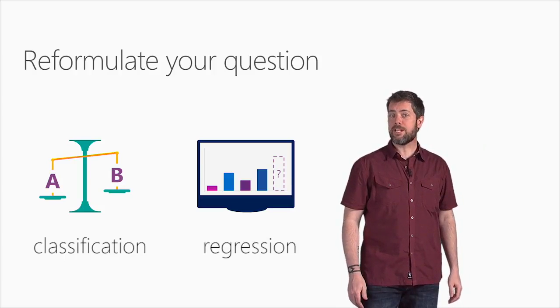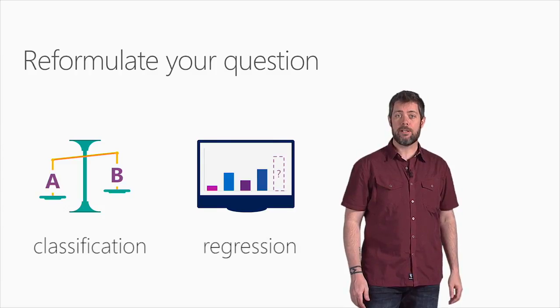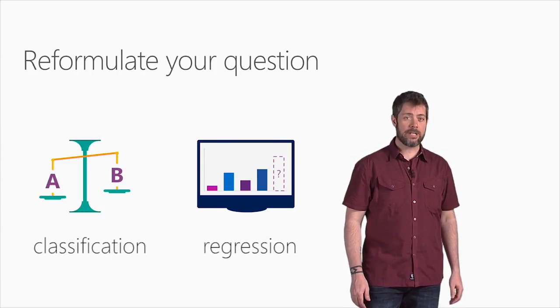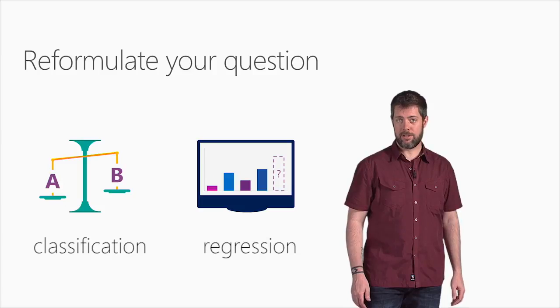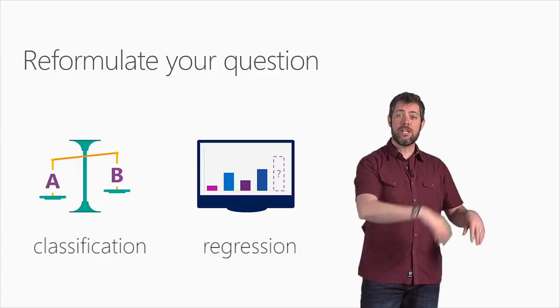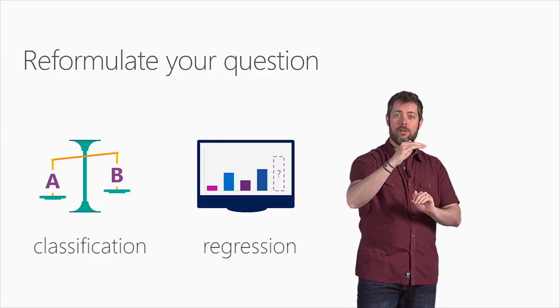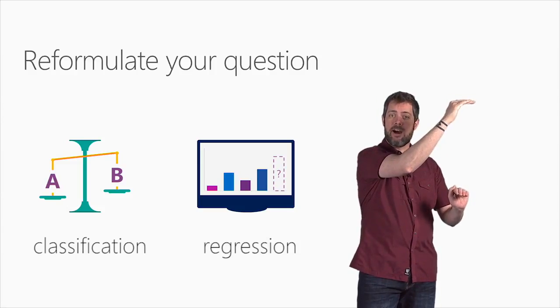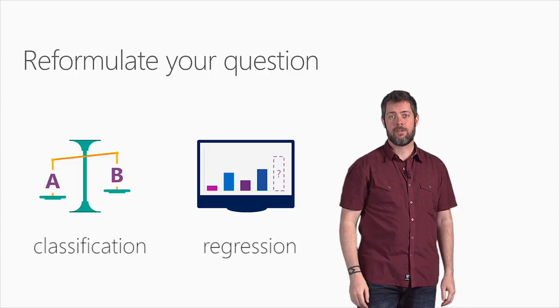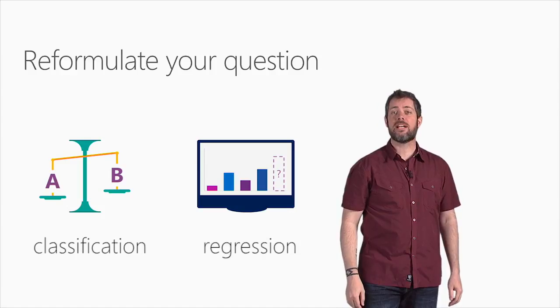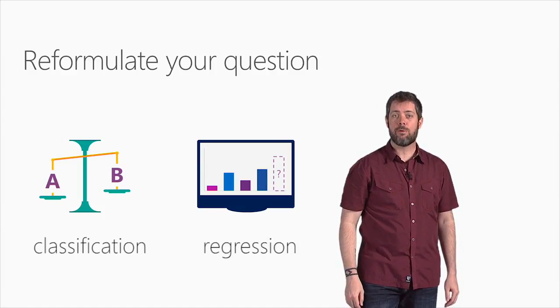But this question may be easier to answer if you reword it, such as, "How interesting is each story on this list to this reader?" Now you can give each article a numerical score, and then it's easy to identify the highest scoring article. This is a rephrasing of a classification question into a regression question.